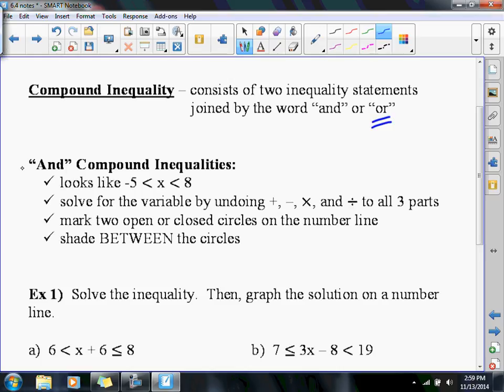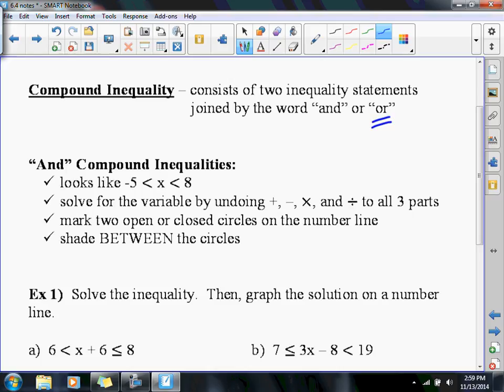Now the "and" compound inequalities are going to look like this: -5 is less than x is less than 8. It won't always be those numbers, but it'll always have a less than, and then an x, and then a less than, and the numbers will be on the outside. So it kind of looks like a sandwich. The numbers are like the bread, the less thans are like your mayo and your mustard, and the x is your turkey.